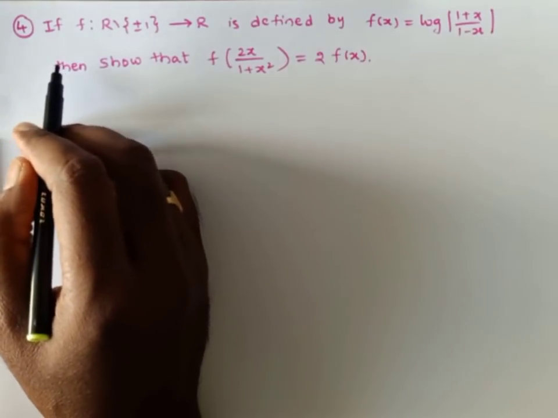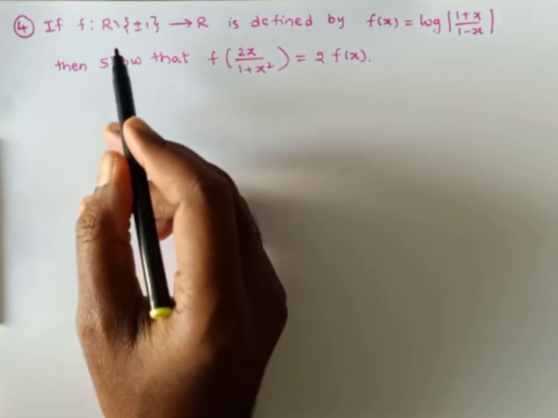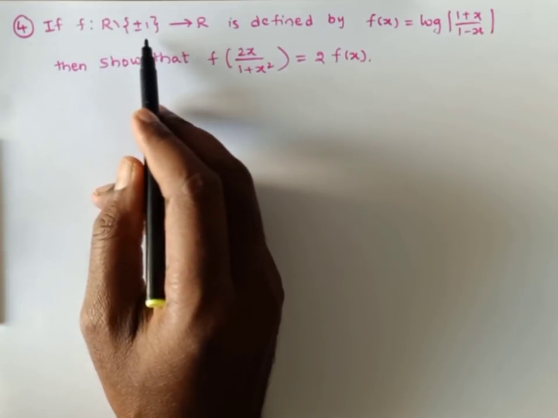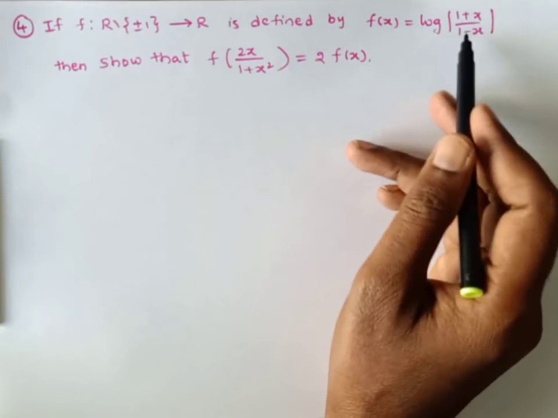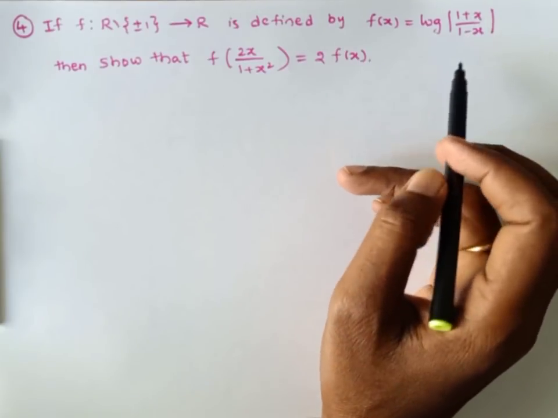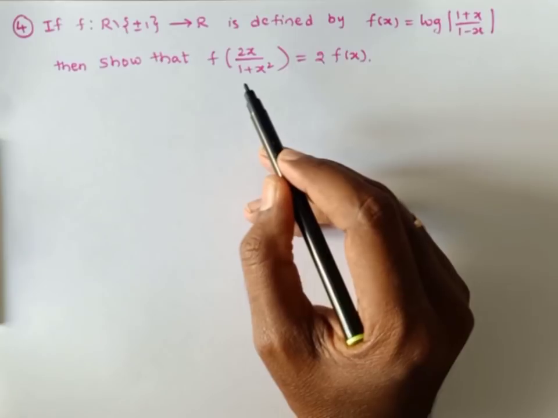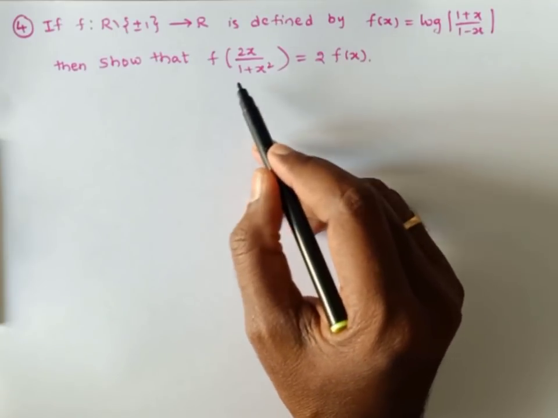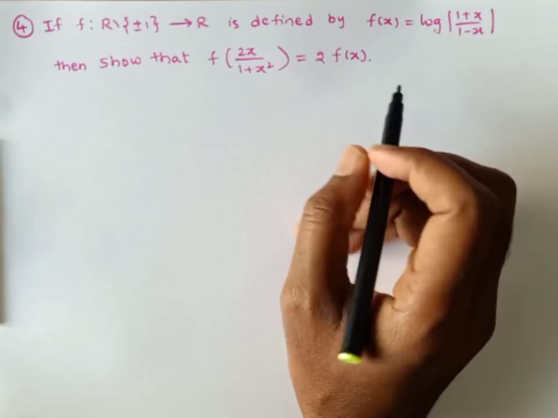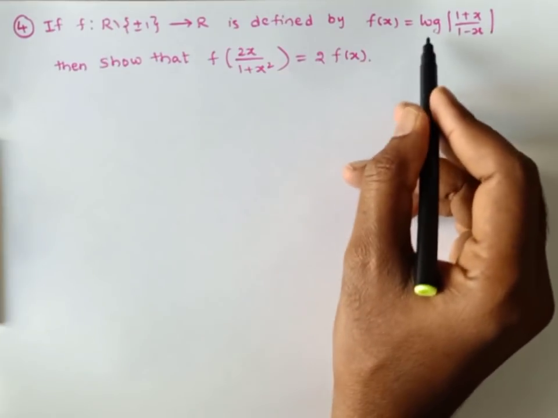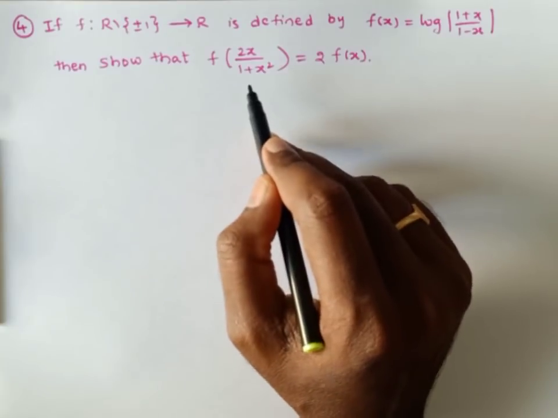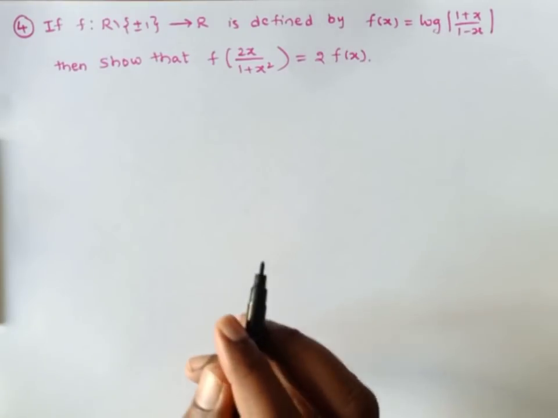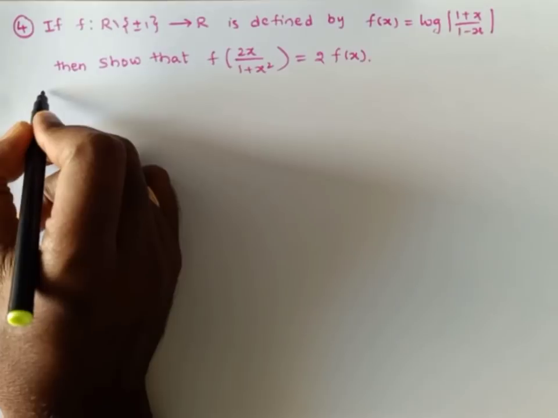Fourth problem. If f from R except plus or minus 1 to R is defined by f of x equals log of modulus of (1 plus x) by (1 minus x), then show that f of 2x by 1 plus x square is 2 into f of x. So by using this given function in terms of logarithm, you need to show f of 2x by 1 plus x square is 2 times f of x.